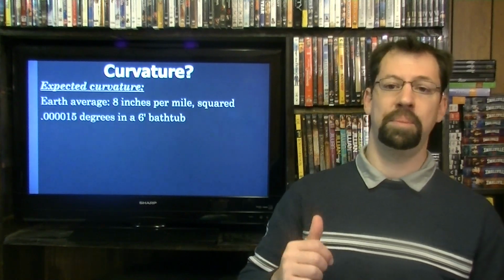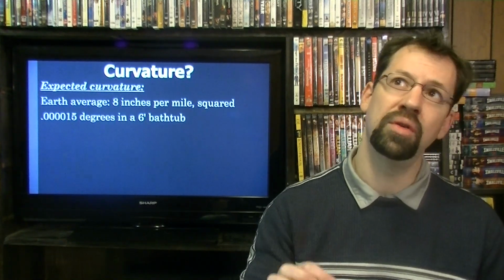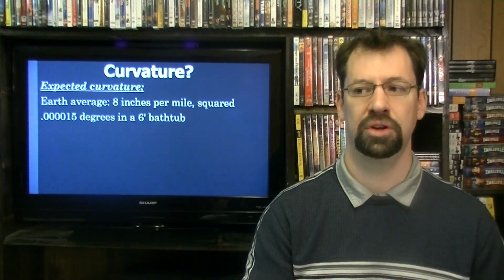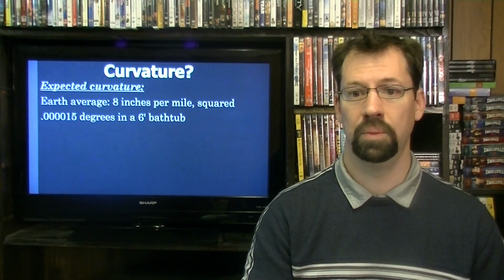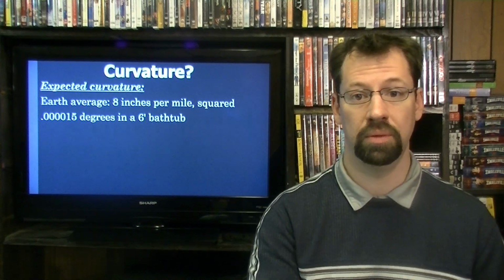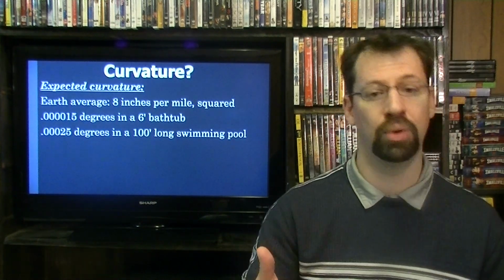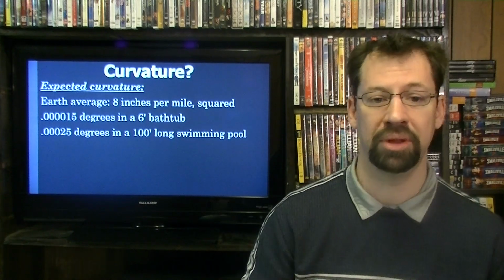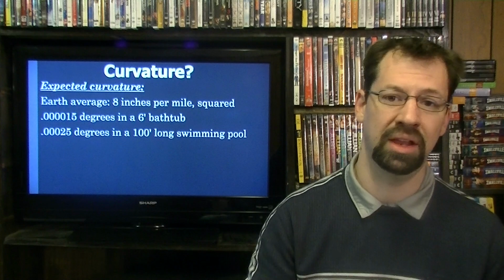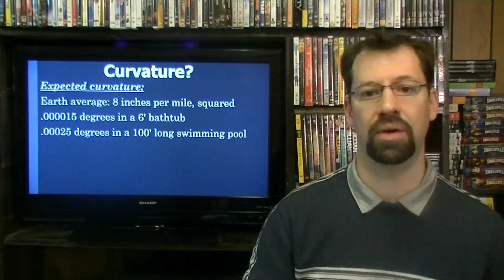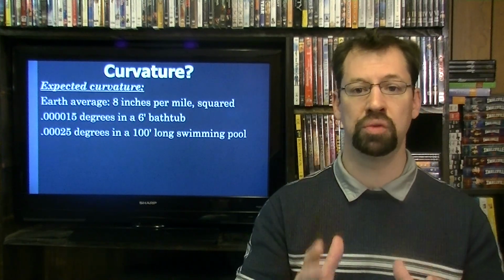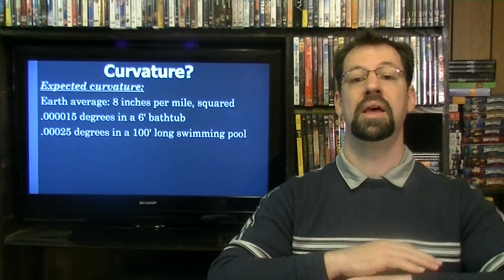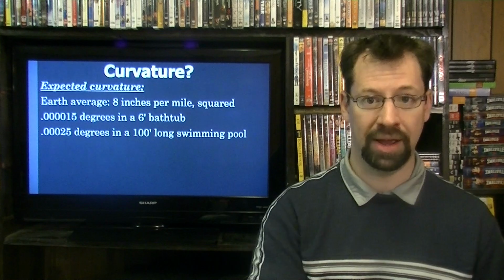But that means in a 6-foot bathtub you'd only be seeing 0.0000015 degrees. About that much curvature. That's way too small. What about a 100-foot pool? 0.00025 degrees. We're talking like a micron. You would never be able to detect that even with a laser on a perfectly level day because you can't see a micron. So we're talking about an incredibly small amount of curvature over those bodies of water. What we need is something much bigger, right?